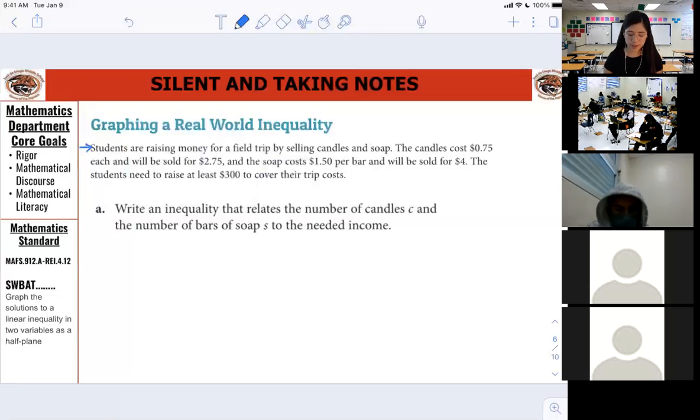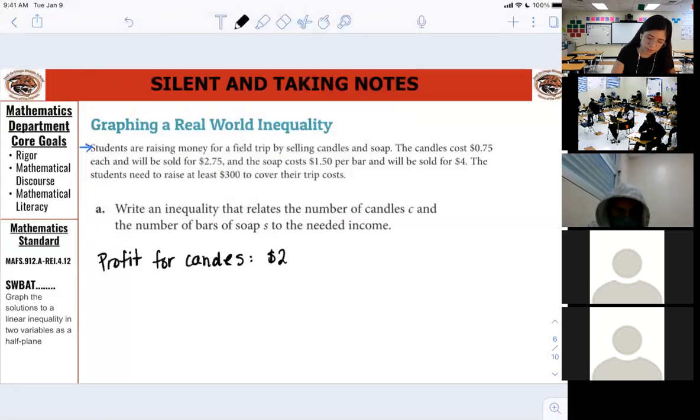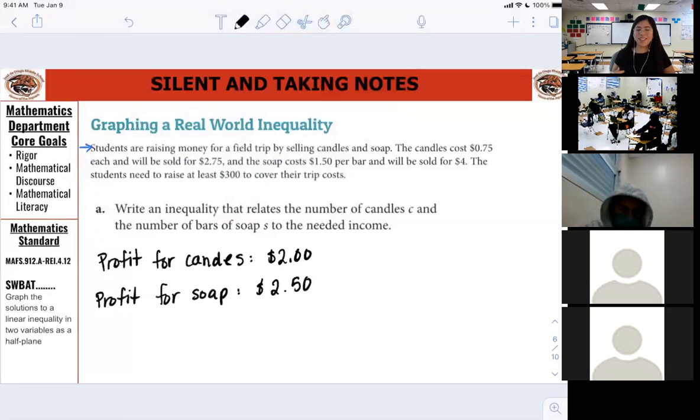So the question is, what is the money that they're earning by selling candles and by selling soap? What's the profit? $2. $2 for candles. How'd you do that? Subtract. Yeah. So for the candles, the profit is $2. How about for soap? It cost $1.50 and sold for $4. So that's $2.50. That's $3.50. $3.50, a little bit lower. Yeah, $2.50. There you go. So that's the profit. That's how much we're earning.